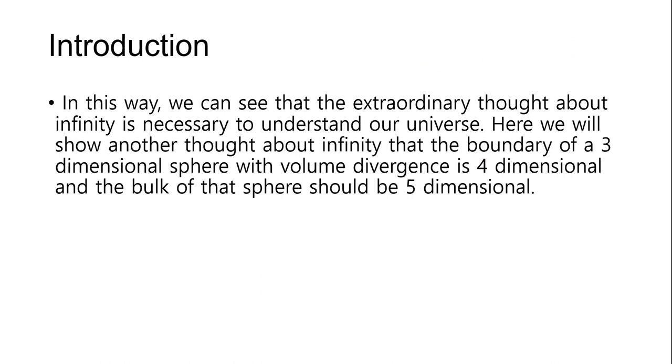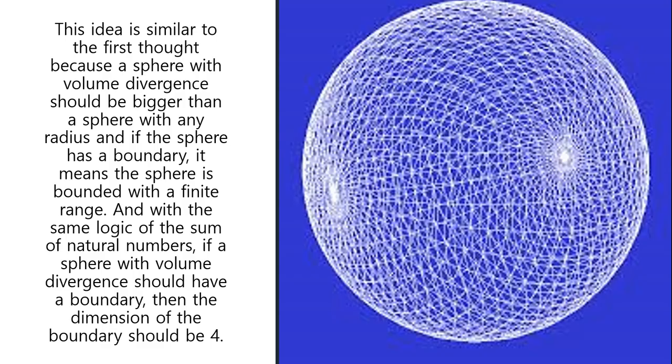Here, we'll show another thought about infinity: that the boundary of a three-dimensional sphere with volume divergence is four-dimensional, and the bulk of that sphere should be five-dimensional. This idea is similar to the first thought, because the sphere with volume divergence should be bigger than a sphere with any radius, and if the sphere has a boundary, it means the sphere is bounded within a finite range. And with the same logic as the sum of natural numbers, if a sphere with volume divergence has a boundary, then the dimension of the boundary should be 4.